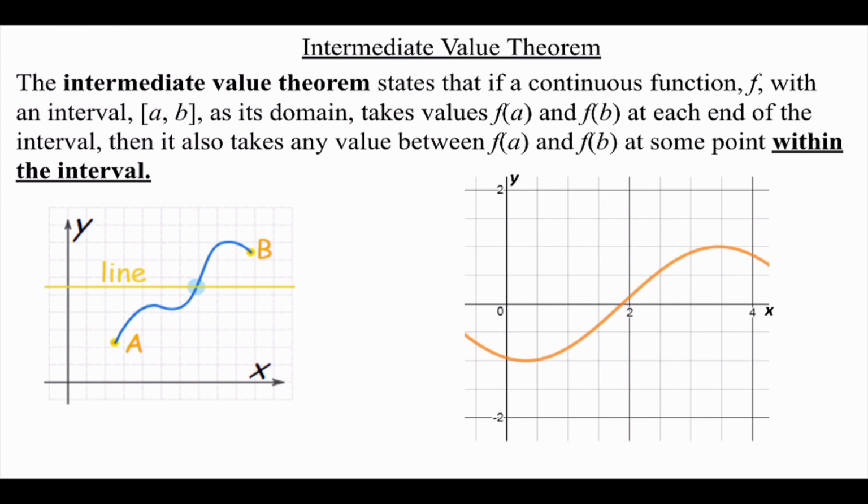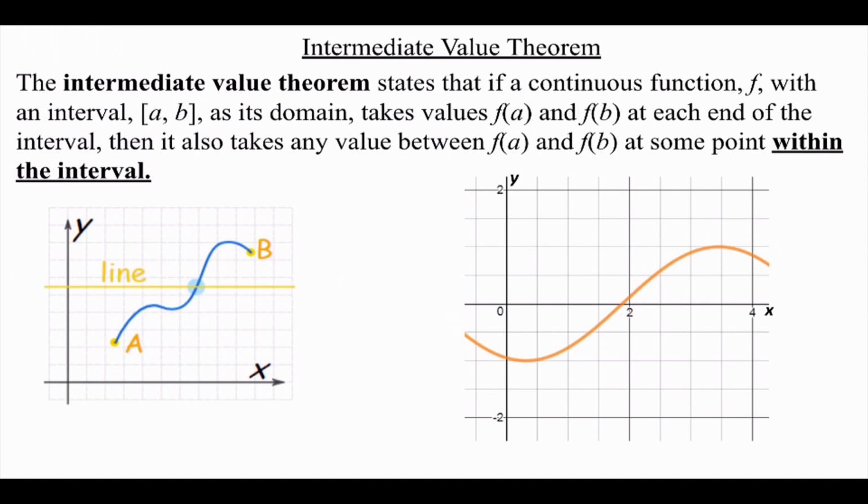If this line is at 1, 2, 3, 4, 5, 5.5, right? This line is at 5.5. If here at A I'm at 2.1, and over here at B, I'm at 7.2, that means I had to have crossed the line at 5.5. I had to have, right? That's what it says.